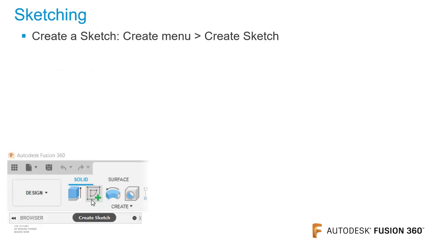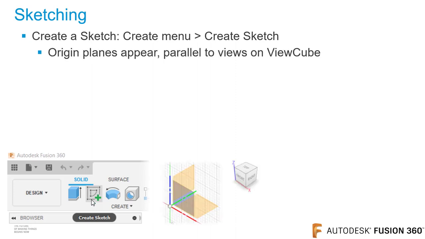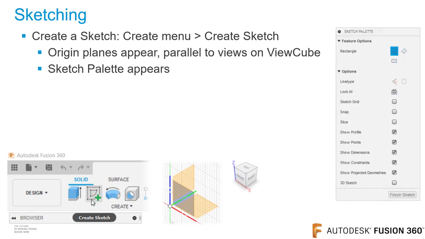So let's talk about sketching. To create a sketch, go to the Create menu and click on Create Sketch. The origin planes will appear, and note that these planes are parallel to the views on the view cube. And the sketch palette will also appear.